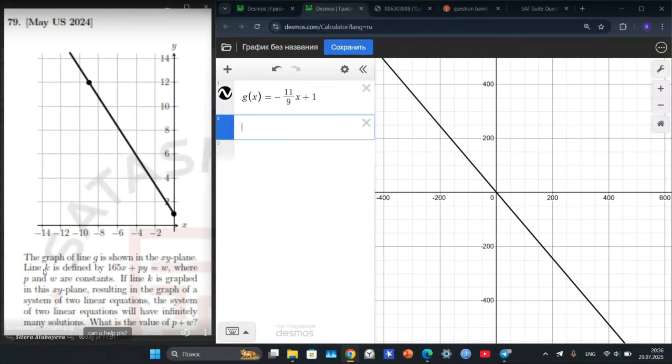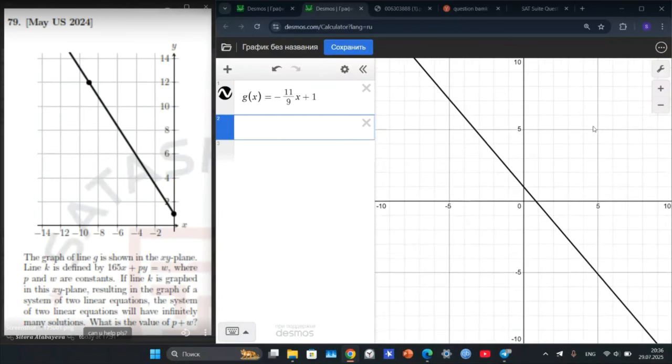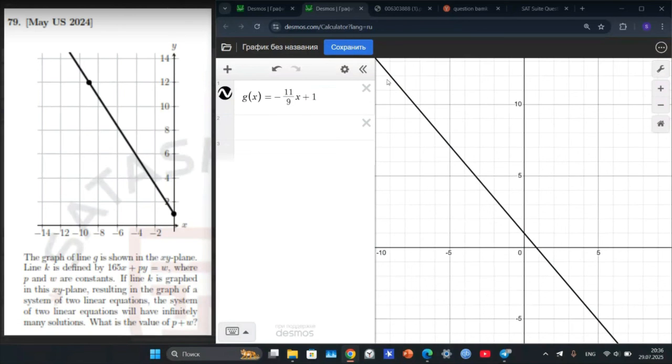Then we're told that the line k, which is defined like that, and g of x have infinitely many solutions. What that means is that they intersect infinitely many times, meaning these lines are the same. So when I draw k, it has to look exactly like this line, meaning -11 over 9 should be the slope, and 1 should be the constant.